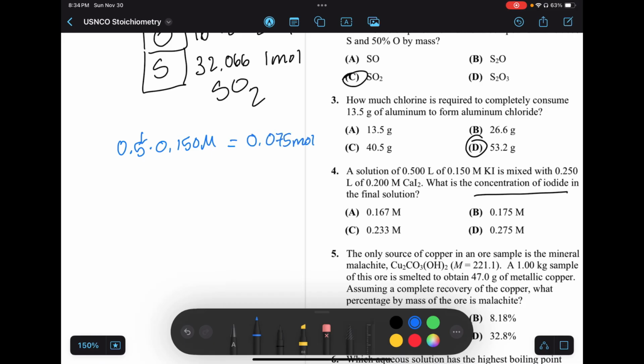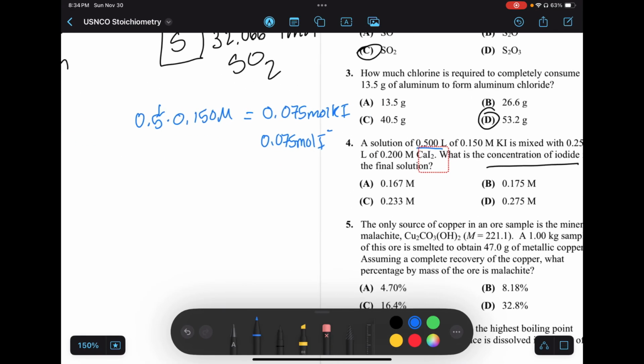This is 0.075 moles of potassium iodide, because it dissociates in a 1-to-1 ratio, right? K plus and I minus, one of each. It's also going to be 0.075 moles of iodide ion. And remember, 0.5 liters. That'll come in handy later.